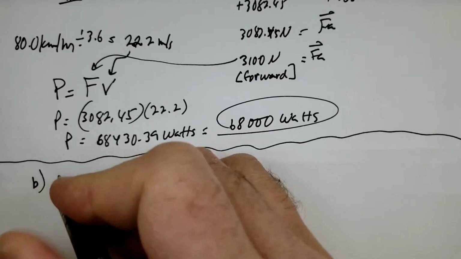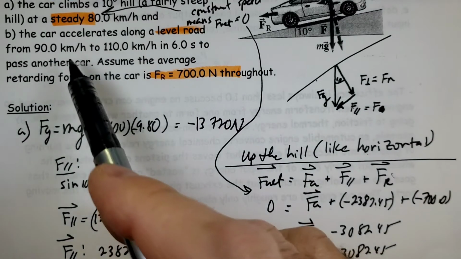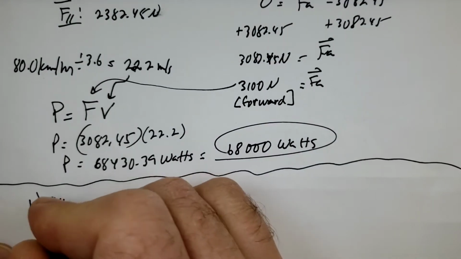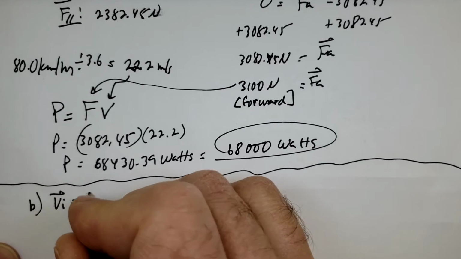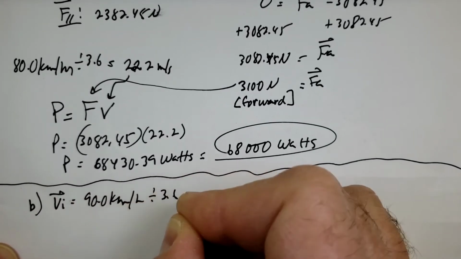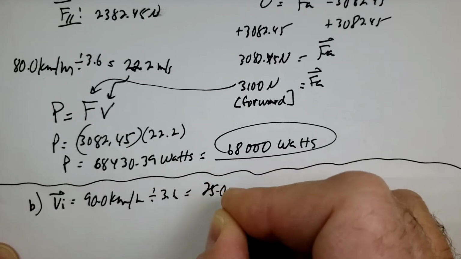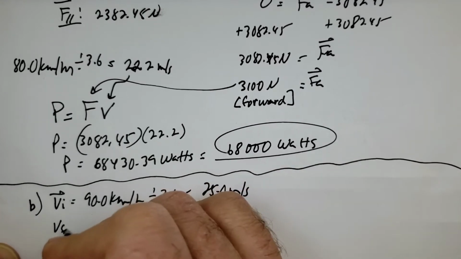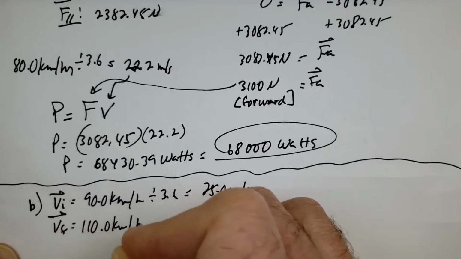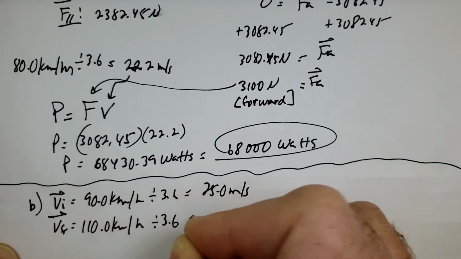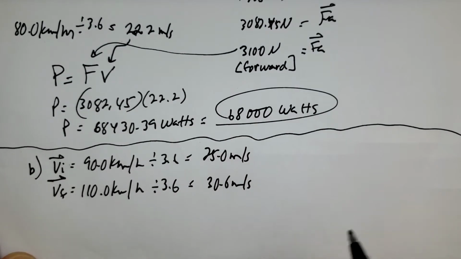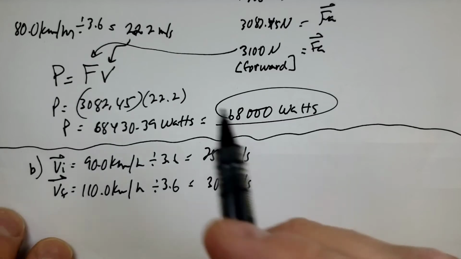Part B. So we were initially going 90, then we go to 110. So of course we have to figure out what each of those is in meters per second. So divide by 3.6. My final velocity, 110 kilometers per hour, is 30.6. Okay, so we have a V initial, a V final, and what else do we have here?